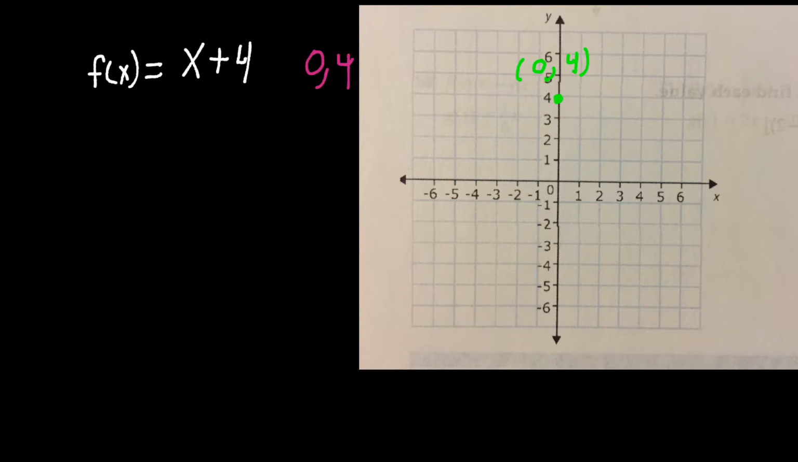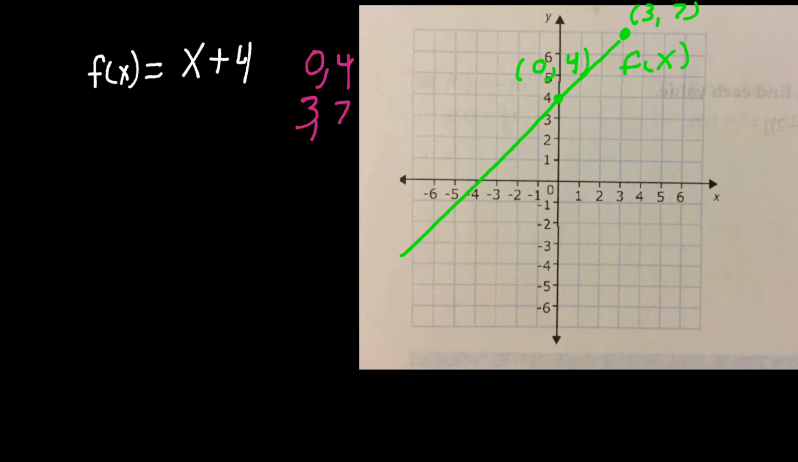Alright, now I just need to do one more and I can figure out the line because it's a linear equation. So let's say x is 3. If I add 4 to 3, my y coordinate would be 7. So I go over to 3 and I go up to 7, and there would be my next point. 3, 7. And now this line, I'll draw it as best as I can, is our function f of x.